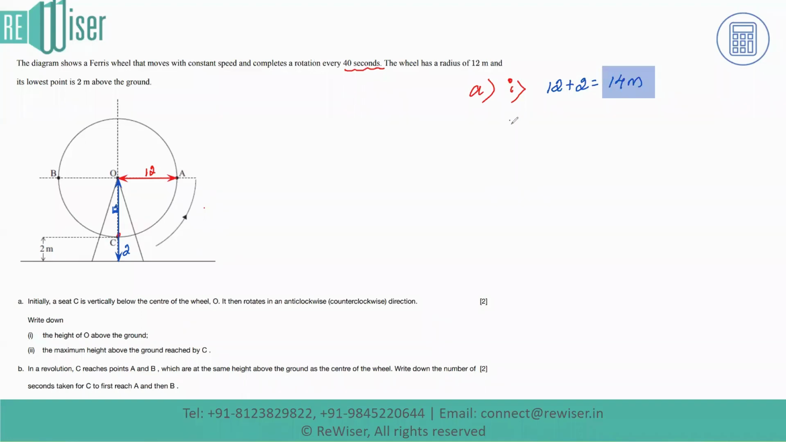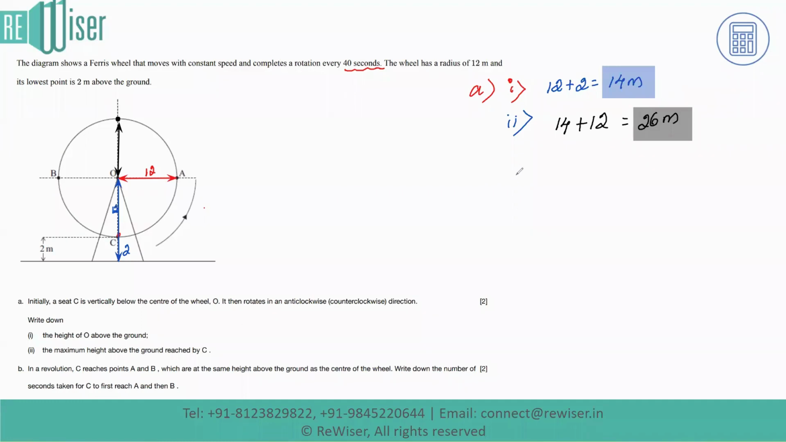Next, A part 2: we are talking about the maximum height above the ground reached by point C. So this is the maximum height, which means we just need to add another 12 to it. Till point O, it's 14. And if I add another 12, because this is the maximum point we can reach, that's going to be 26 meters. And that is the right answer for A part 2.